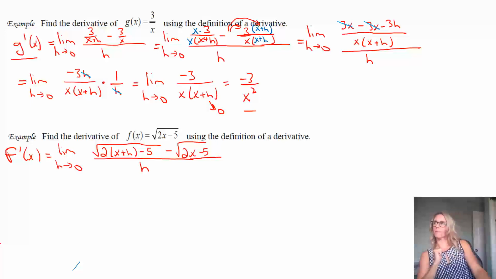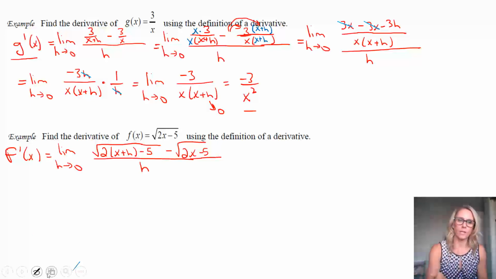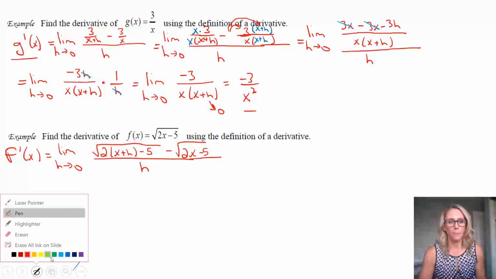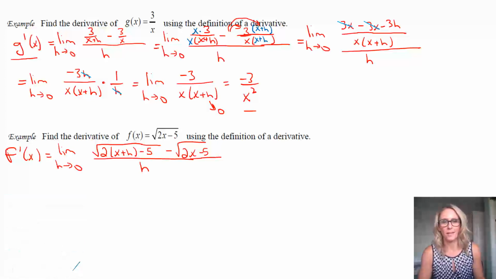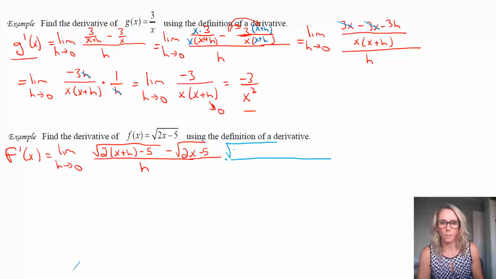You might not be surprised to find out that if we just plug in 0 right now, we get 0 over 0, and that is a very big problem. And so what we need to do is use some sort of algebra trick so that we can get rid of that h in the denominator. You will not be surprised to find out that we need to use the conjugate. So I'm going to do this so you can see the different color here, but the same thing that we've done before is coming back.